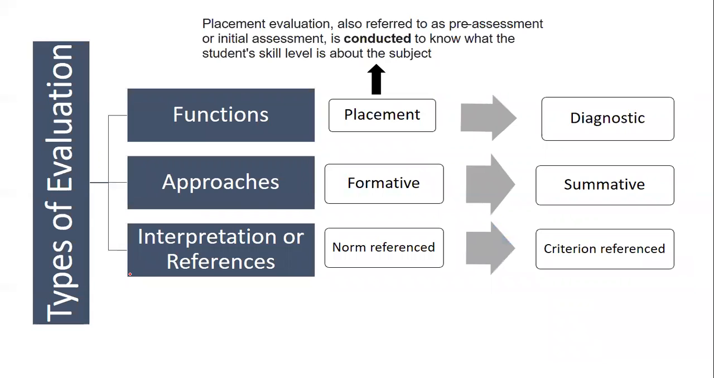Then comes the types of evaluation. When we talk about types of evaluation, sometimes students get confused with placement. Placement basically refers to pre-assessment. It is conducted in order to understand the level of students. So we have placement, diagnostic, formative, summative, norm-referenced, and criterion-referenced.